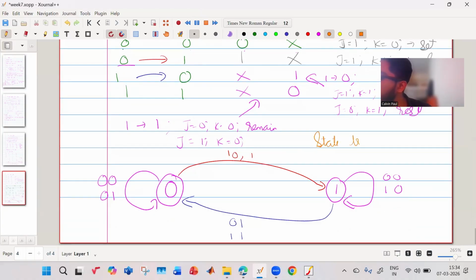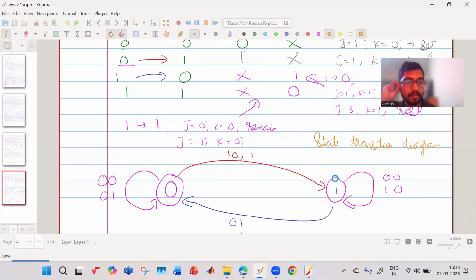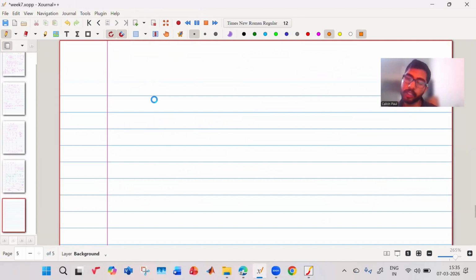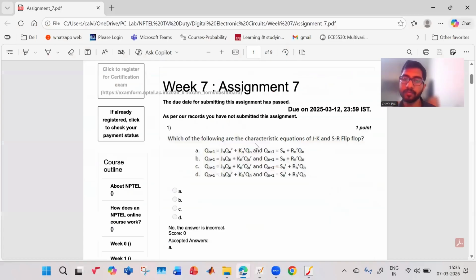State transition diagram. All right, so now we look into certain assignment questions of the previous year. We'll try to understand what they mean, how do we solve them, and we'll move ahead.